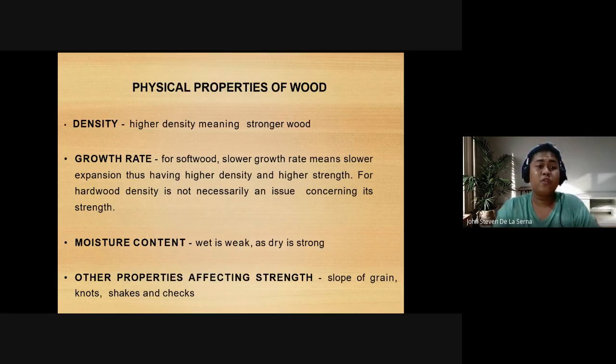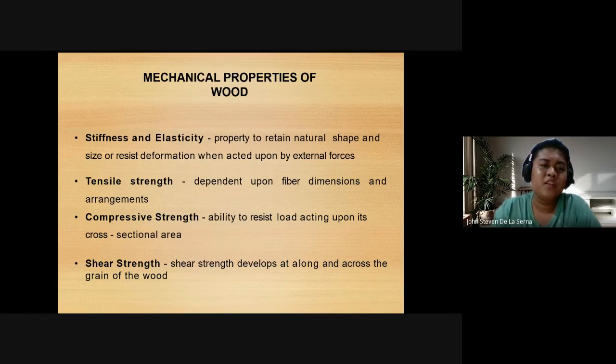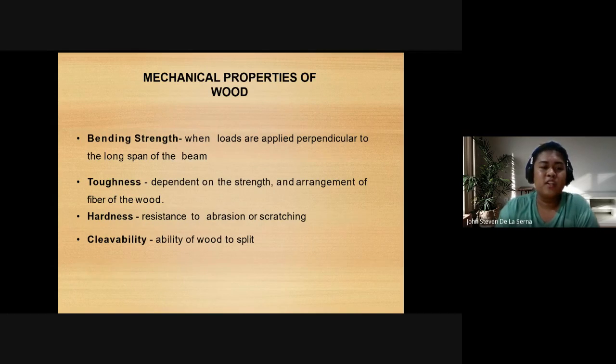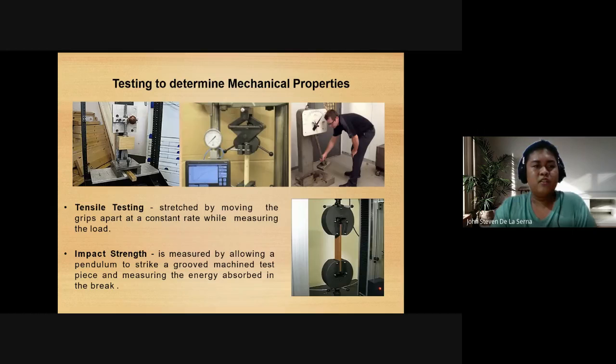Mechanical properties of wood: stiffness and elasticity, ability to resist deformation, tensile strength, compressive strength, ability to resist loads acting upon its cross-sectional areas, shear strength, bending strength, toughness, hardness, and cleavability, or the ability of the wood to split. So there are several tests to determine the mechanical properties. First, tensile strength: when the wood is being stretched. Impact: when the wood is subjected to impacts.